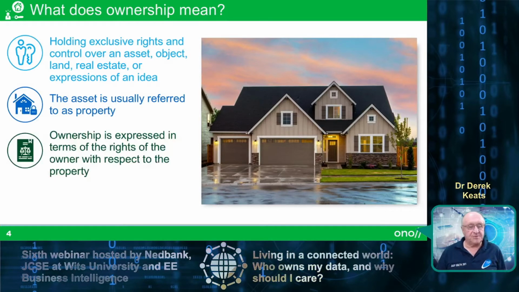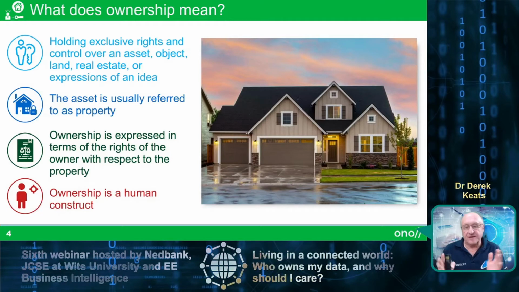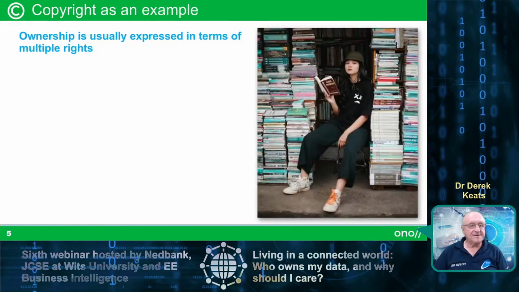But actually, ownership is expressed in terms of the rights of the owner with respect to the asset that is his or her property. And ownership is a human construct. It's not something that exists in nature. It's a human construct that is typically codified in law, and it would not exist without some sort of social or legal boundaries that are set in terms of the ownership of assets. So keep all those things in mind.